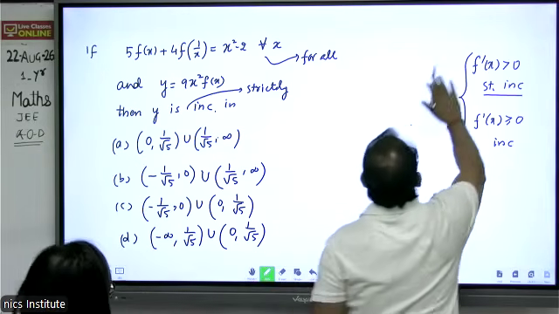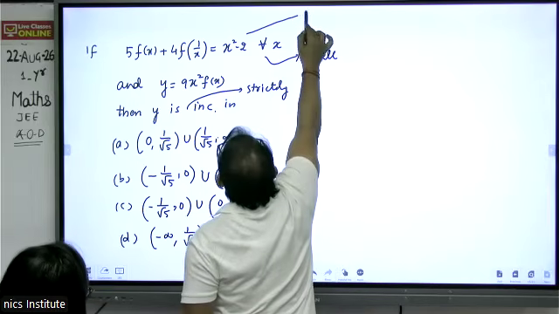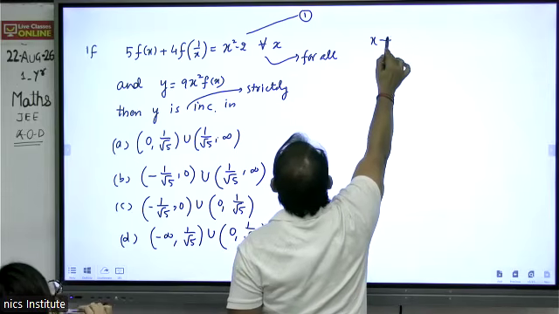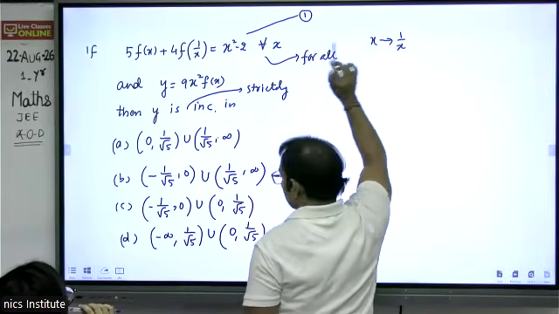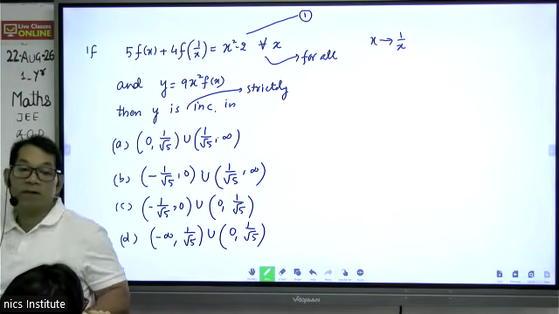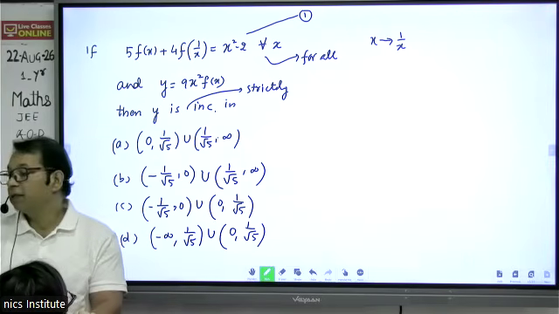Don't differentiate directly. First, you find the function. This is equation number 1. In equation 1, replace everywhere x by 1 by x. First, you need to find the function f of x. After finding the function, substitute in y and then differentiate. Otherwise, it will be very lengthy.